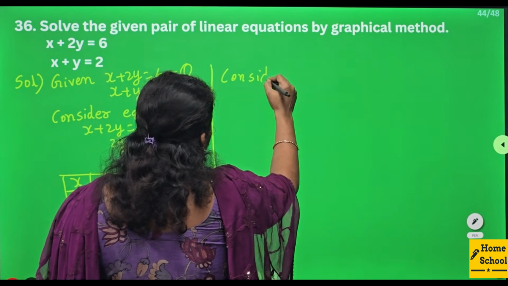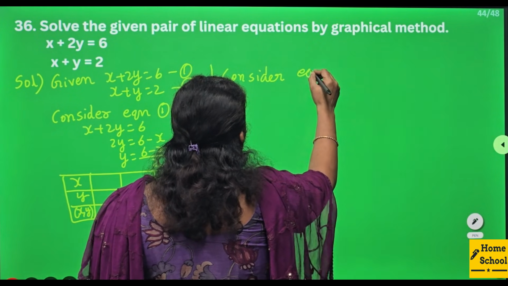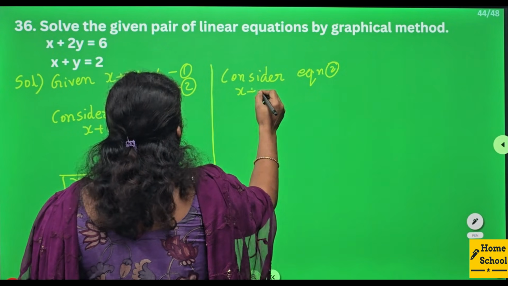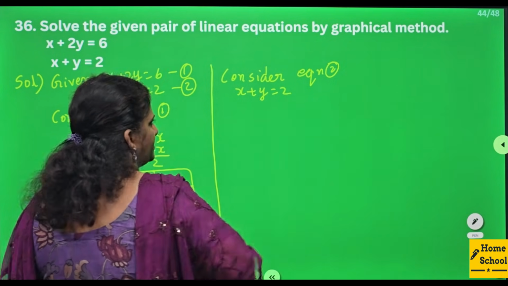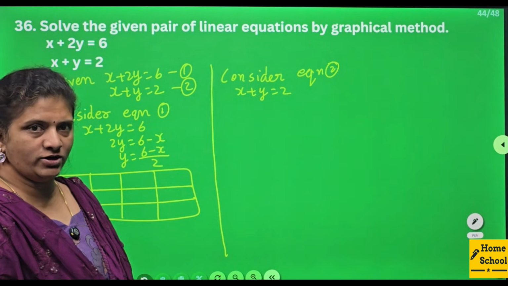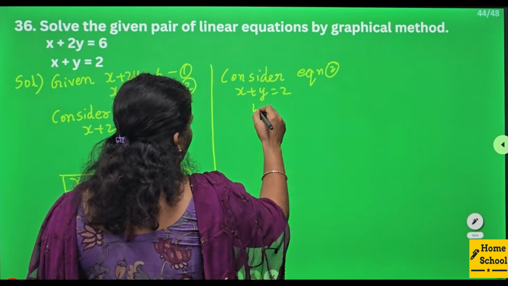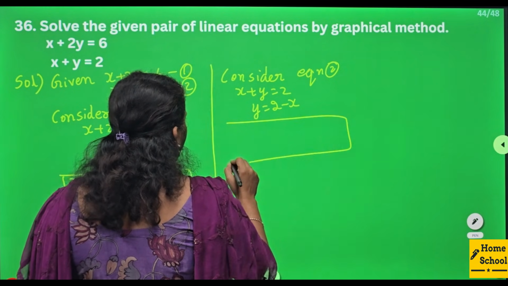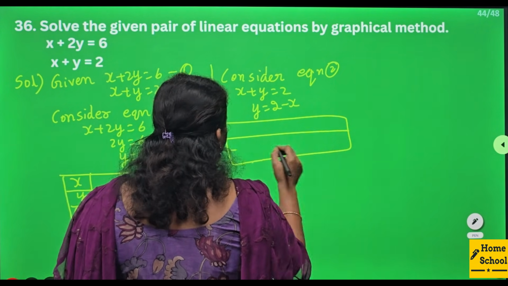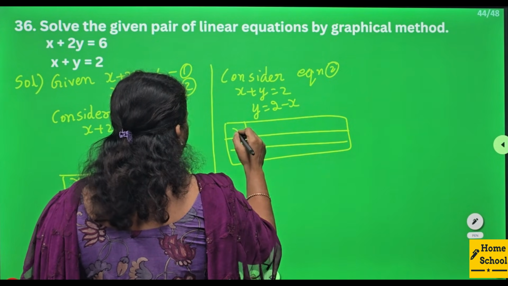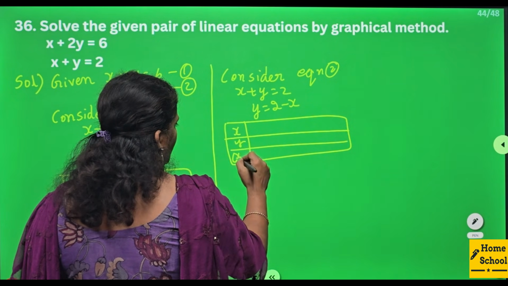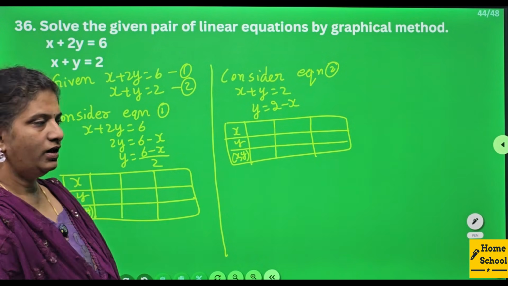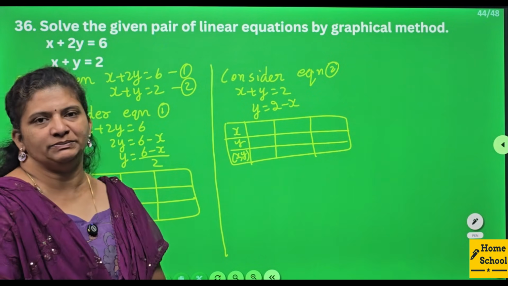Consider equation 2. What is equation 2? x plus y is equal to 2. Observe y, is it positive or negative? Positive. So don't disturb y. y is equal to 2 minus x. Again take a tabular column. x, y, x comma y. Right? Now, how to fill this table?